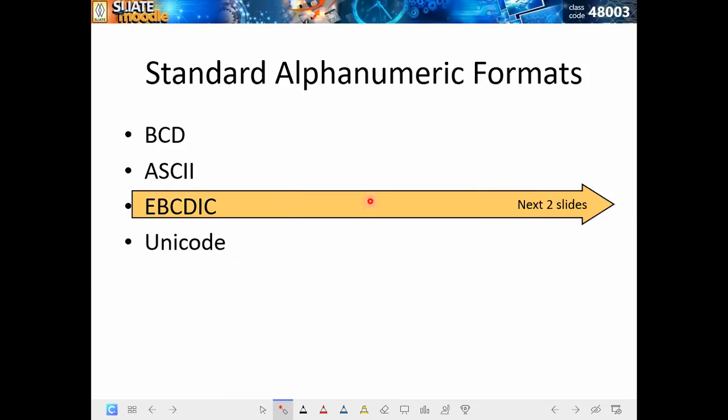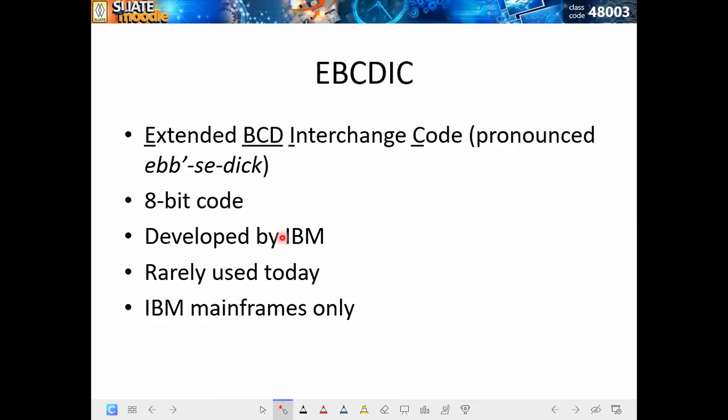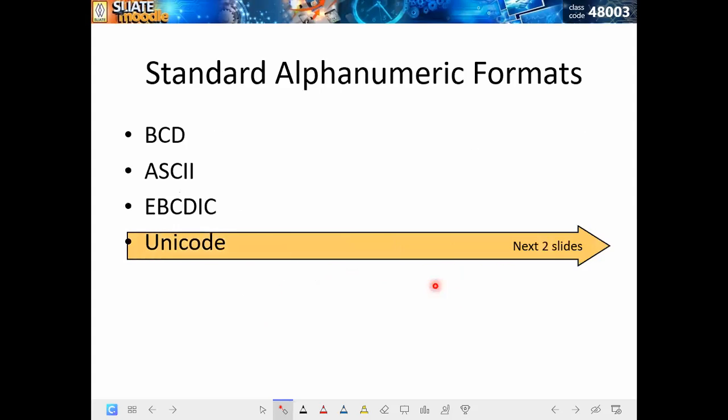Then the next one is EBCDIC, Extended Binary Coded Decimal Interchange Code, pronounced EBCDIC. It's an 8-bit code developed by IBM and rarely used today, used in IBM mainframes only. So you don't need to learn about this one.